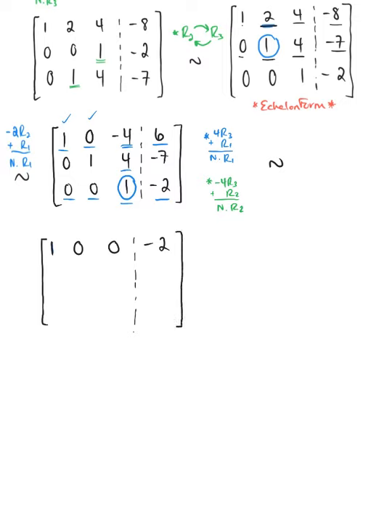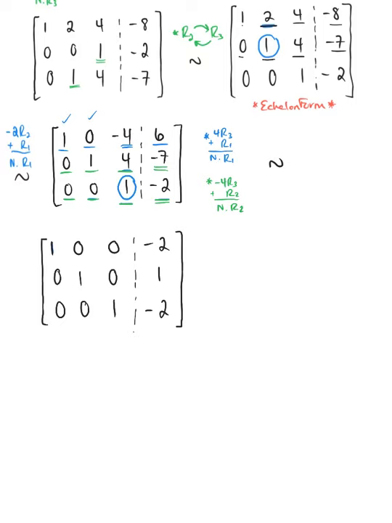And now we want to do the same thing with the second row. So we have 0 plus 0 is 0. We have 0 plus 1 is 1. We have -4 plus 4, which is 0. And last but not least, we have +8 minus 7, which leaves us with 1. And the third row remains as it is, 0, 0, 1, -2.